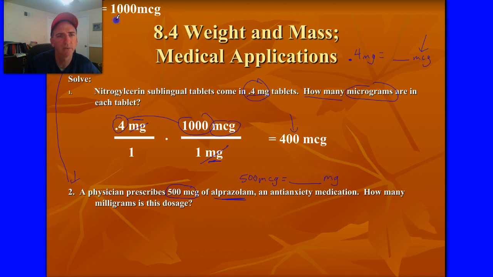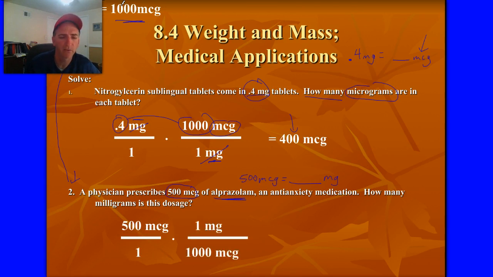1 milligram is equal to 1,000 micrograms. Okay. Let's do the same thing we've been doing. Put it over 1. Match your unit. Micrograms goes here so that I can cancel it out. And I know that 1,000 is equal to 1. So you end up with 500 over 1,000. You divide that out and you'd have 5/10 right there.